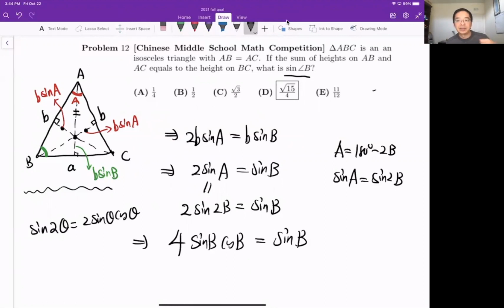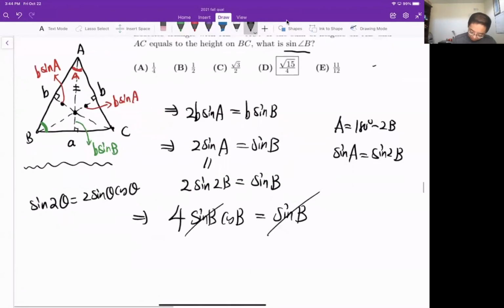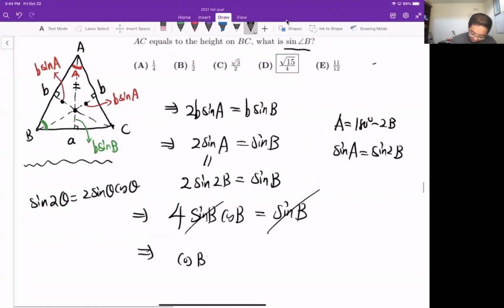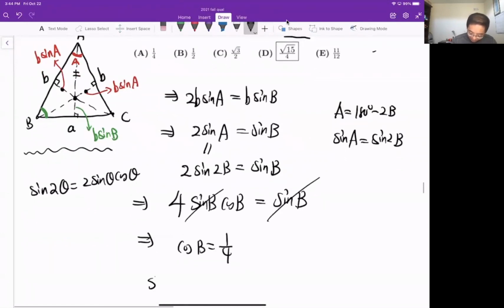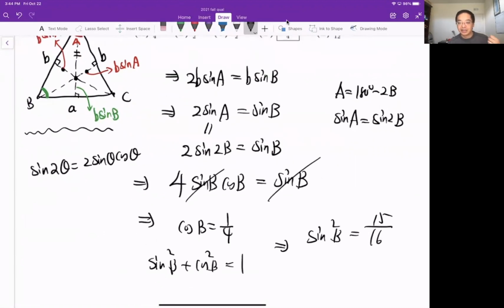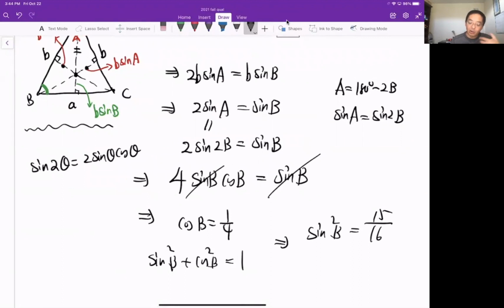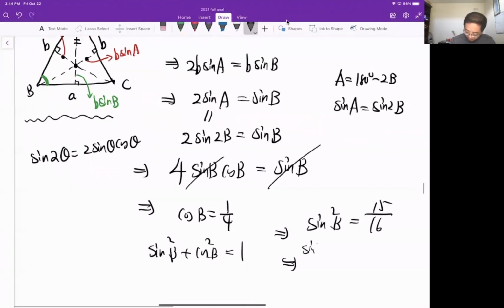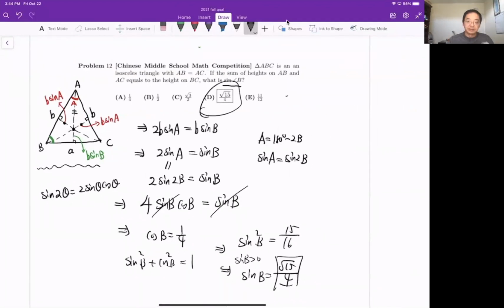Now, because B is an angle of a triangle, sine B is not 0, and we can cancel it on both sides. This gives us cosine B equals 1/4. Then we use sine squared B plus cosine squared B equals 1, and we get sine squared B equals 15 over 16. Again, because B is an angle in a triangle, sine B is always positive, so sine B equals the square root of 15 over 4, and the answer is B.